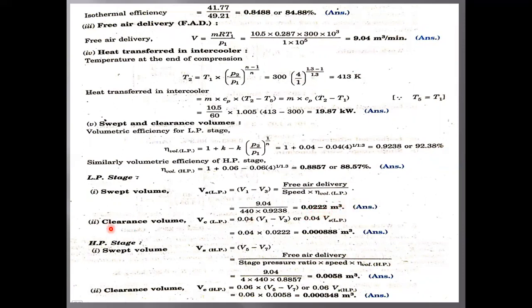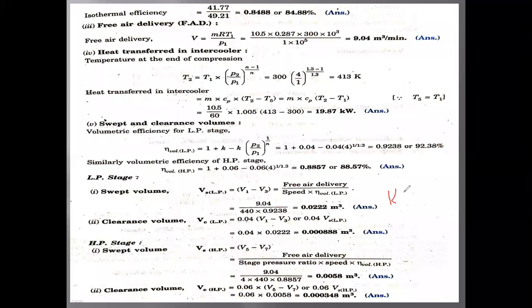And he has also asked us to find out the clearance volume for the low pressure cylinder. So the clearance volume is nothing but, we had a clearance ratio. What is clearance ratio? Clearance volume by swept volume. So we need to find out the clearance volume. We already know the swept volume here.